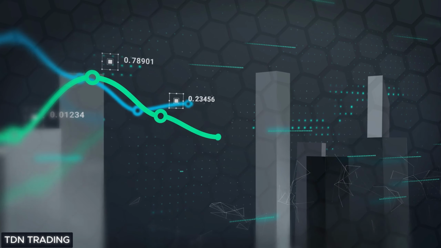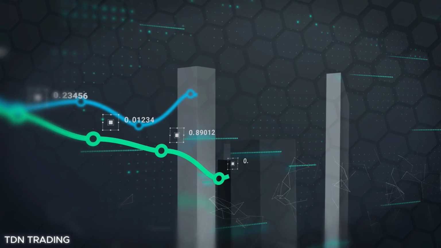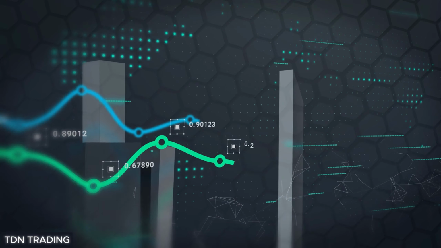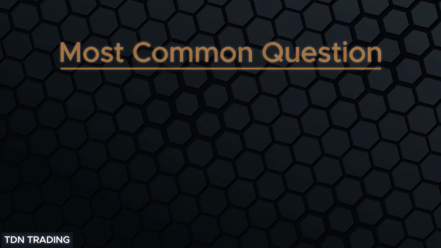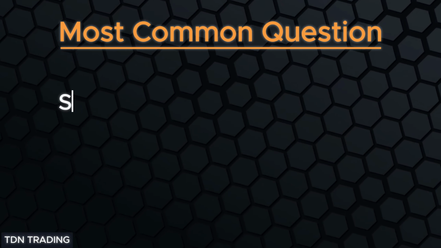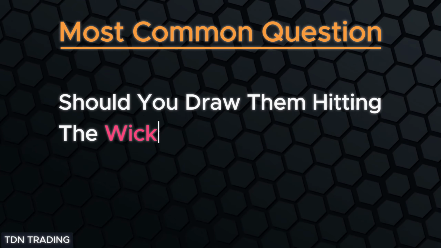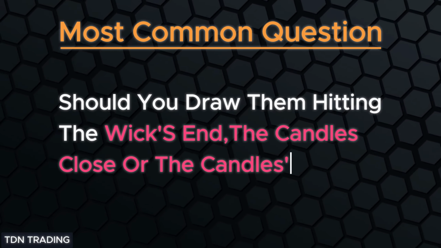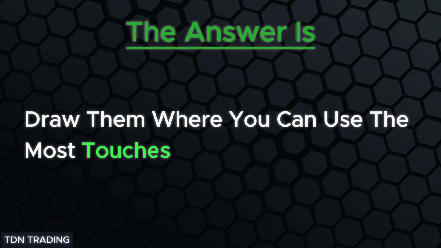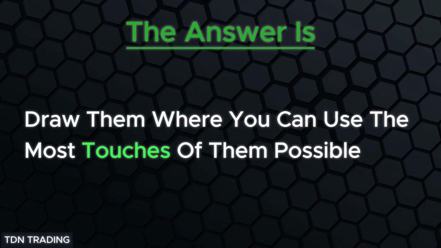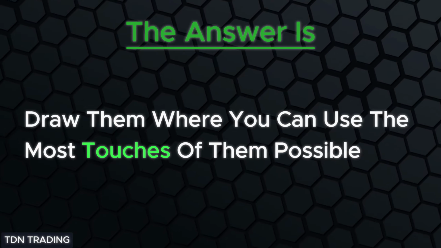Now remember, just because the price hits the trend line doesn't guarantee that a trend change will occur. You need to use additional price action techniques to confirm your analysis. One of the most common questions that beginners ask when drawing trend lines is, should you draw them hitting the wick's end, the candle's close, or the candle's body? Well, the answer is, you want to draw them where it can get you the most amount of touches as possible. Let me give you an example.